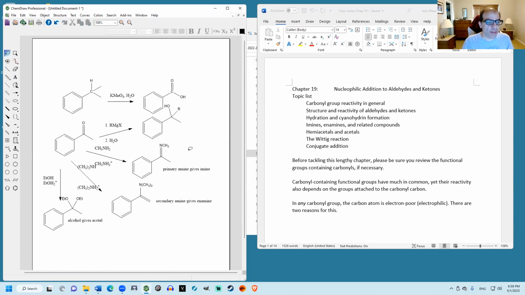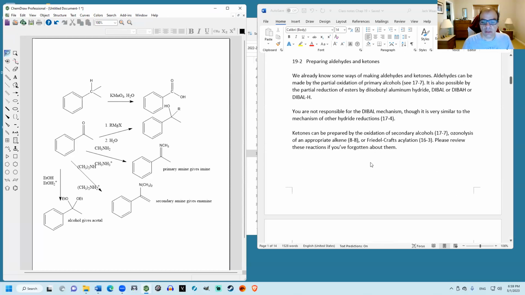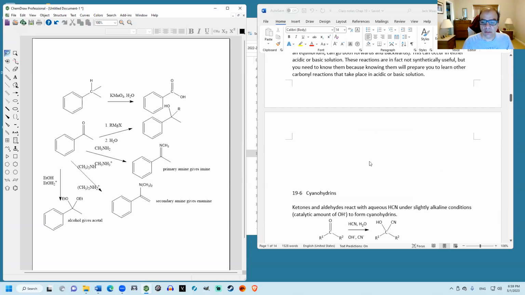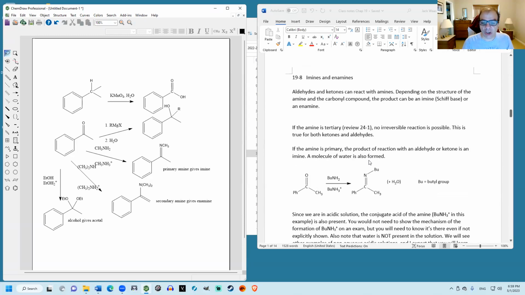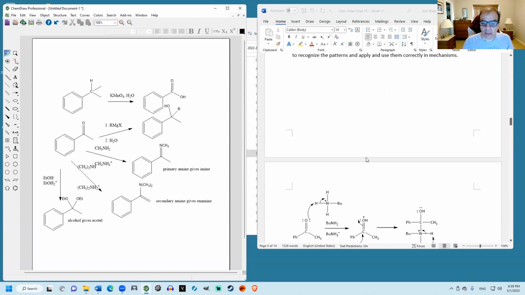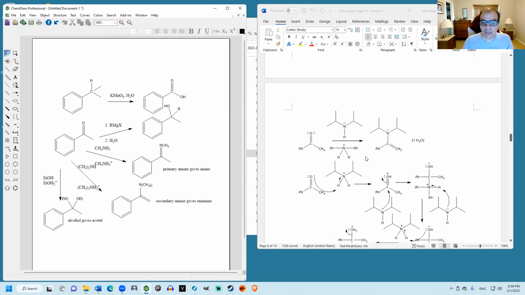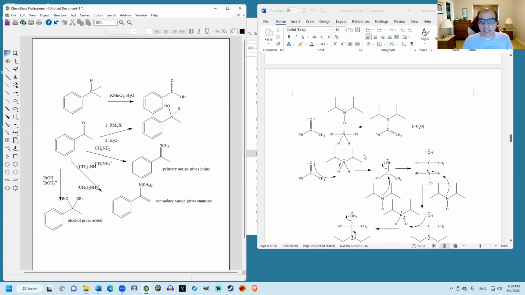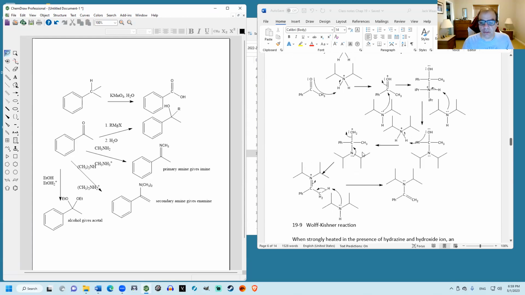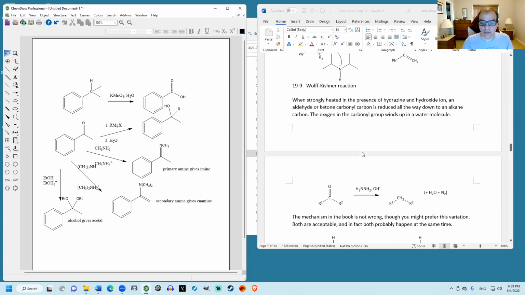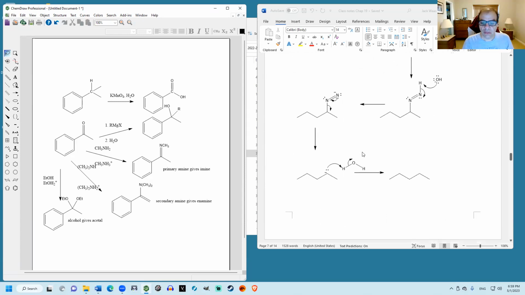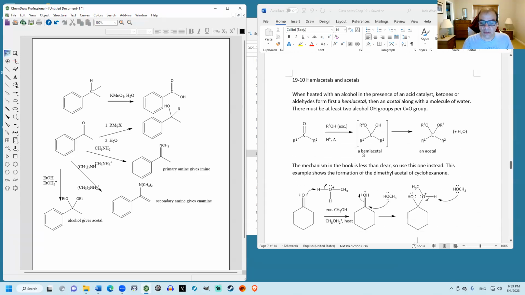I feel like I should review one of these mechanisms, but maybe it's in the class notes. I think they are. Yes, all these mechanisms are in the class notes. This is the mechanism for forming the enamine. This is the mechanism for forming an acetal.